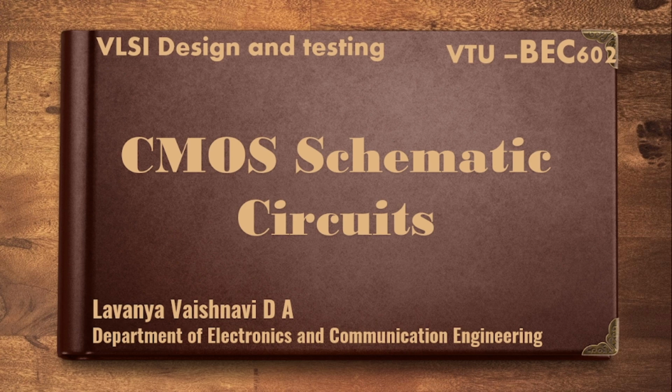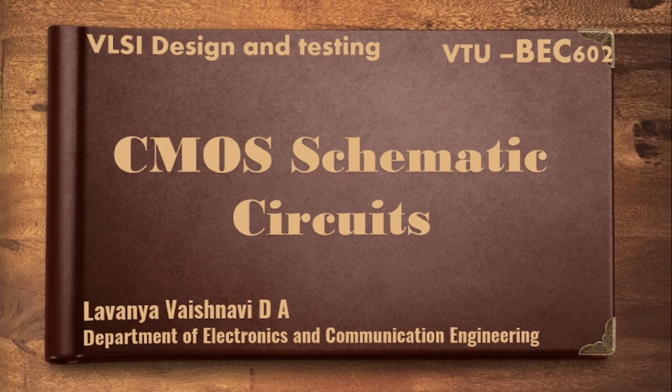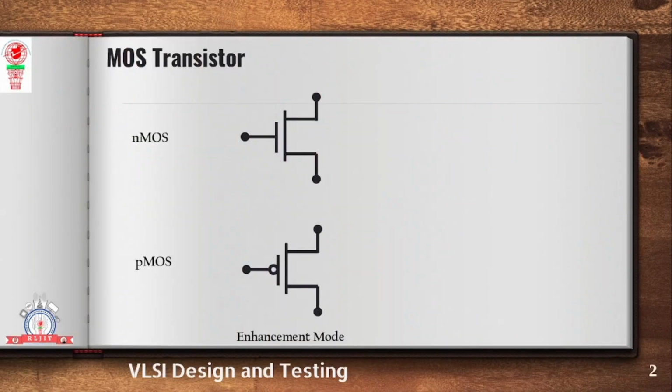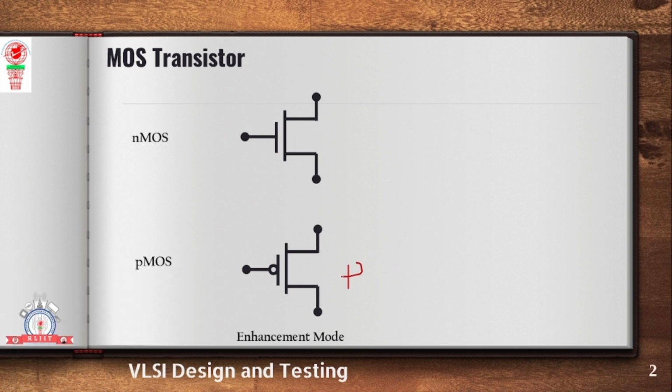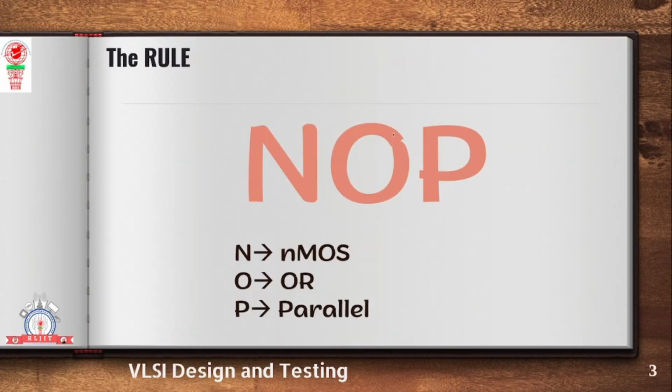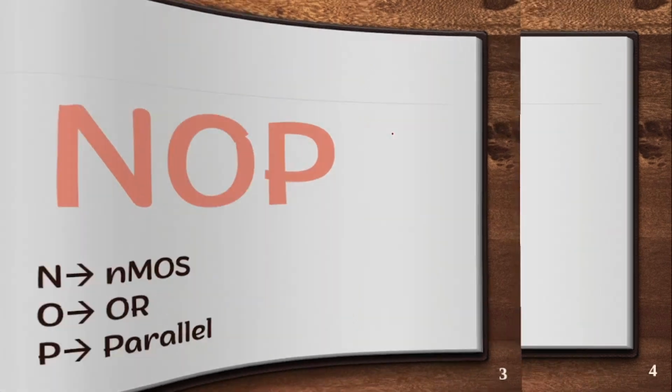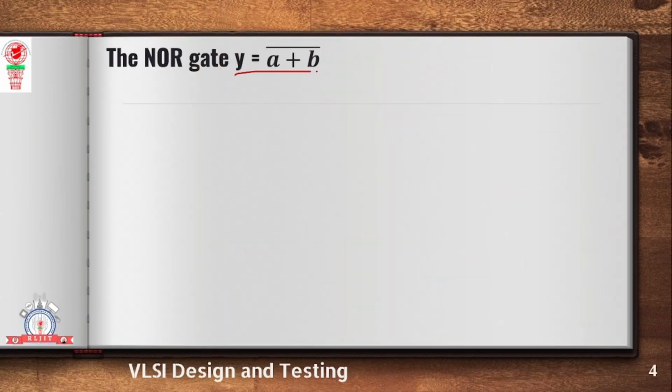Today I am going to discuss CMOS schematic circuits. CMOS schematic circuits are used to design VLSI logic circuits, say digital circuits, and here we are designing a CMOS circuit, so we require both PMOS and NMOS in the design, where PMOS is used to design the pull up part of the circuit and NMOS is used to design the pull down part of the circuit. So at the same time, the very first example we will take here is the NOR gate, which is Y is equal to A plus B whole bar.